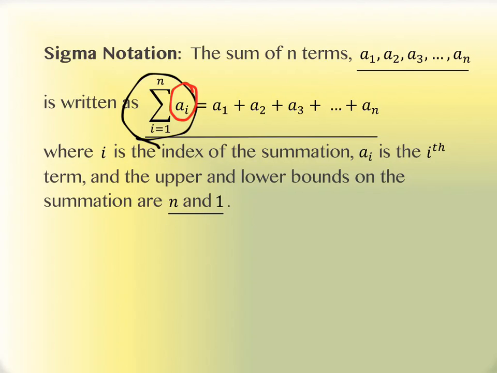i is called the index of summation. A sub i is just the ith term. That sounds really awkward to say, but if it said A3, it would be the third term. If it said A with a subscript of 12, that would be the 12th term. And then the upper and lower bounds are these top and bottom numbers. So this bottom number is a 1, and the top number in this case is an n. So the 1 is considered the lower bound, the n is considered the upper bound, and like I said, the n is usually given to you as a number itself. It's not left as a sort of arbitrary value.